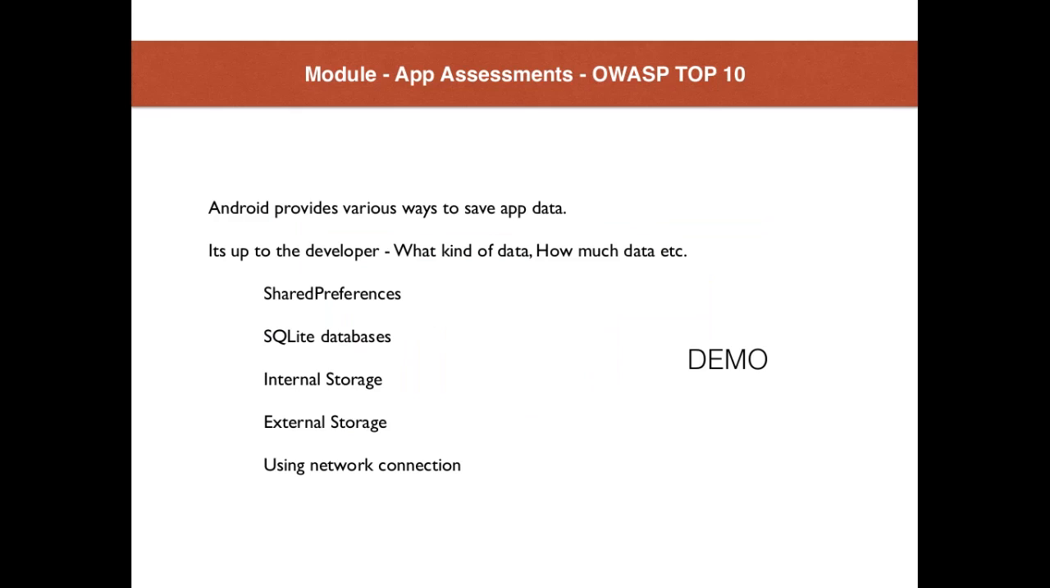So basically, Android provides various ways to save application-specific data. It is up to the developer what kind of data and how much data you want to save in your application. Depending on that, you can go for shared preferences, SQLite databases, internal storage, external storage, or you can save your data over the network on a remote server or in the cloud. So these are the various options a developer has when saving the data of an application.